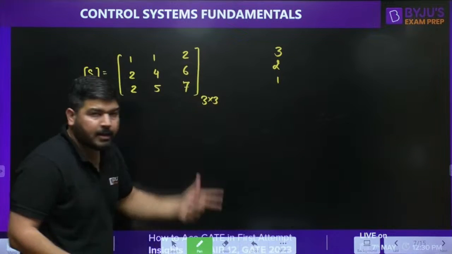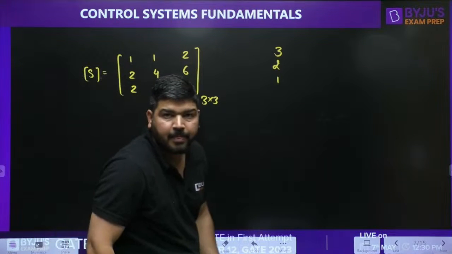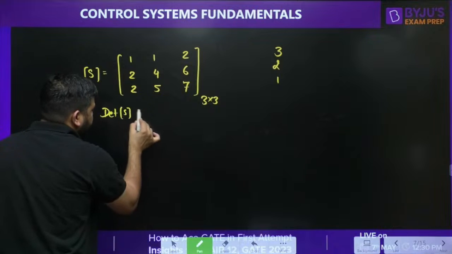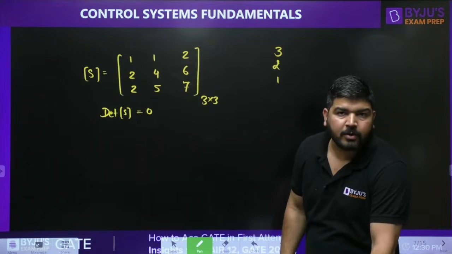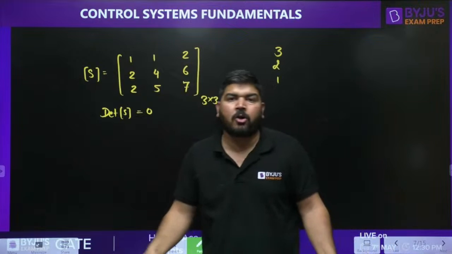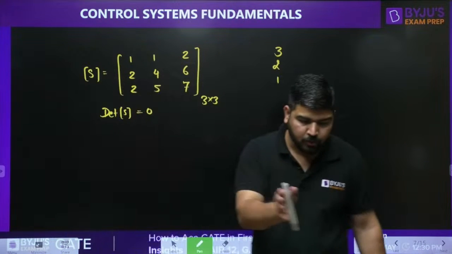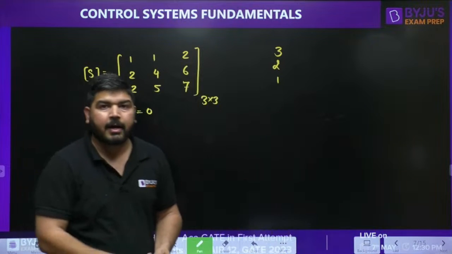But is it 3? I mean, you have to check. How to check? Check by its determinant. So the determinant of this S matrix, you can calculate, and the determinant is 0. If the determinant is 0, it means the rank cannot be 3. It cannot be 3. You have to go to 2. Rank can be 2 or 1. You have to check for rank 2 or rank 1.